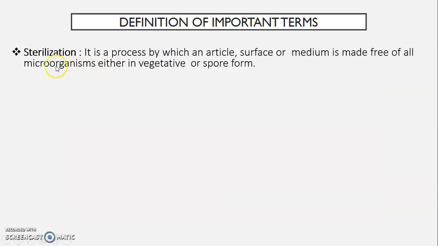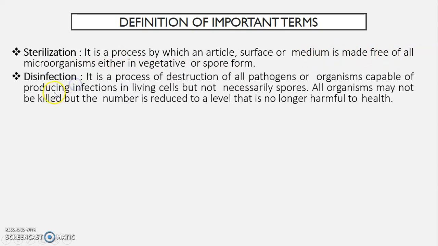Important definitions regarding this session: what is meant by sterilization? Sterilization is the process by which an article, surface or medium is made free of all microorganisms, either in a vegetative or in a spore form. Disinfection is the process of destruction of all the pathogens or microorganisms capable of producing infection in living cells, but not necessarily the spores.